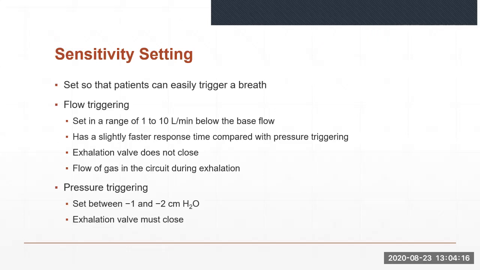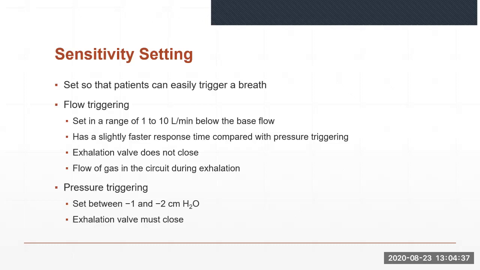Ventilator sensitivity is normally set so that patients can easily flow or pressure trigger a breath. Flow triggering is set in a range of 1 to 10 liters per minute below the base flow, depending on the selected ventilator. Pressure sensitivity is commonly set between -1 and -2 centimeters of water pressure.